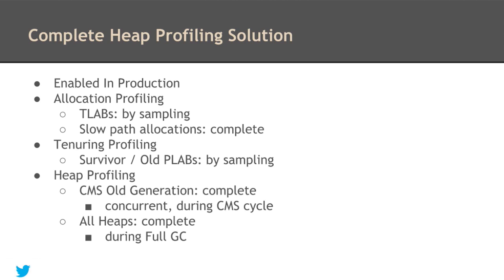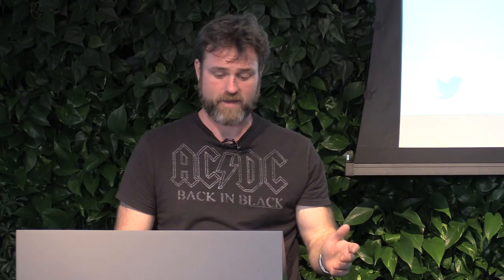One of the biggest things that we've implemented is a complete heap profiling solution that we enabled in production. This is allocation profiling. It does it by sampling T-labs as far as the fast path, and it also will do a complete profile of slow allocations. Slow allocations don't happen very often, but when they do, you kind of want to know absolutely everything you can about them. So that's why we do the complete profile.